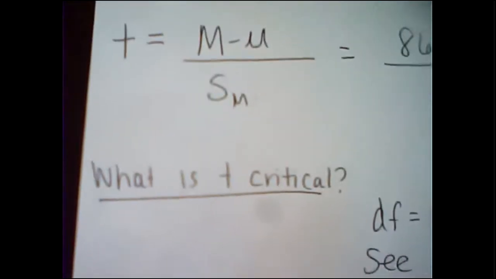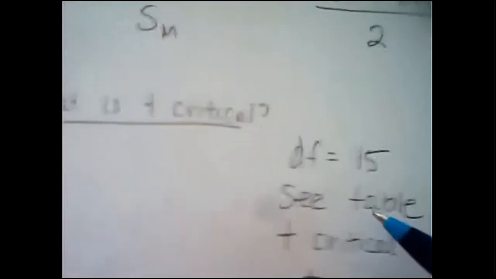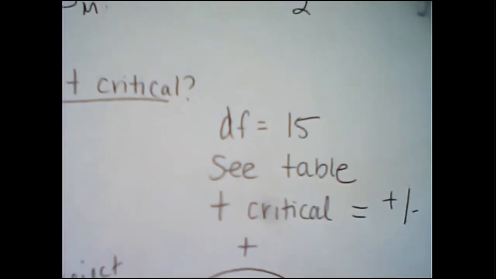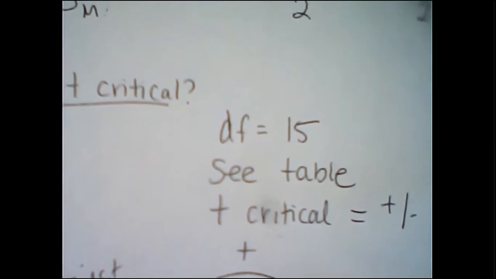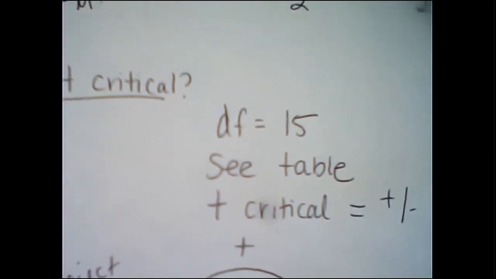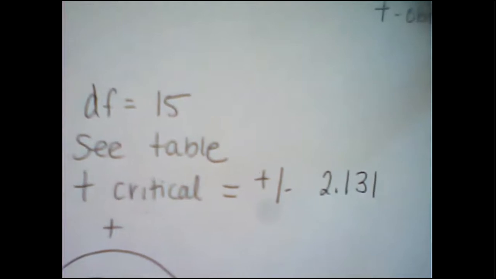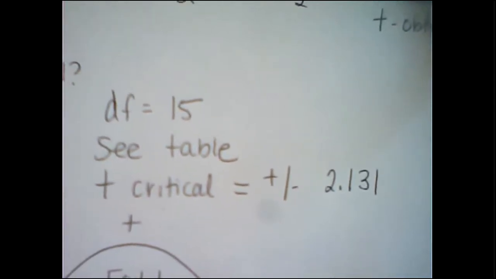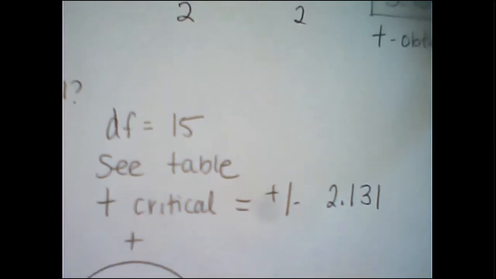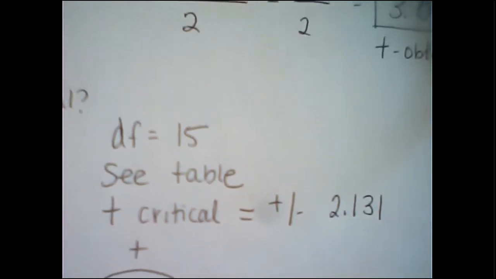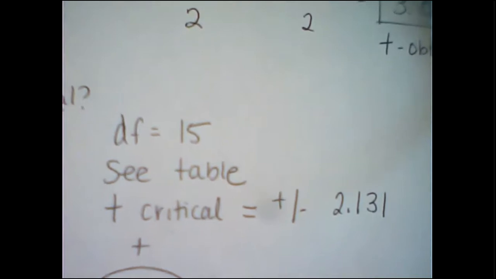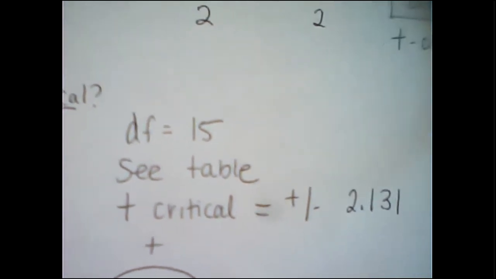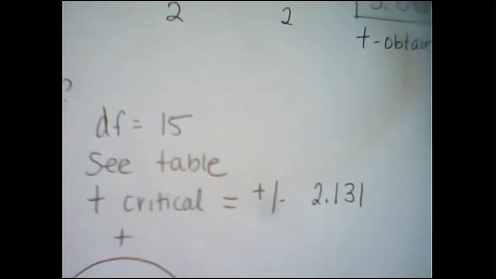So what is t-critical? Well, let's pull out our t-table. Let's locate 15 degrees of freedom on the left column and scroll over to the 0.05 two-tailed test. And we'll see that our critical t-value is positive and negative 2.131. That means that our sample either needs to have above a positive 2.131 or below a negative 2.131 to reject the null hypothesis and say that this treatment is effective.